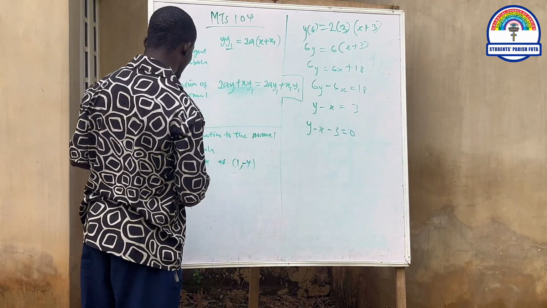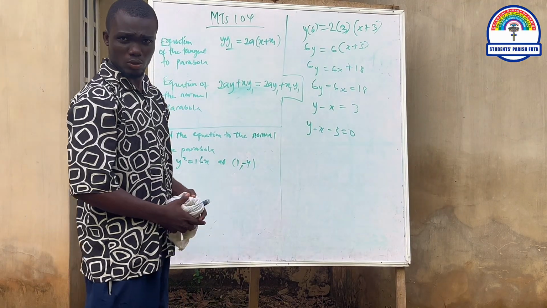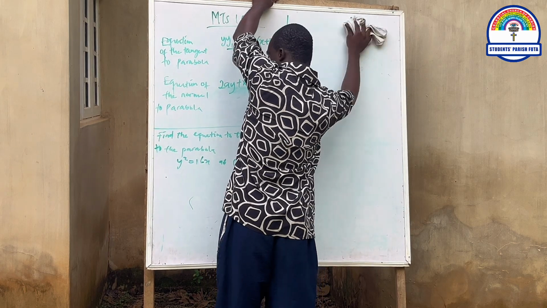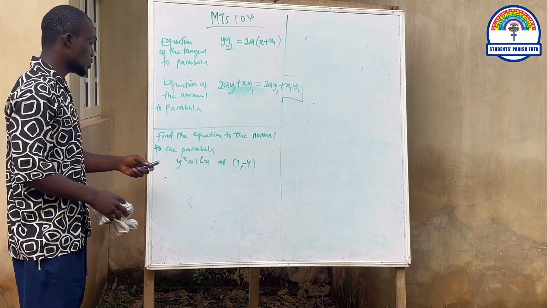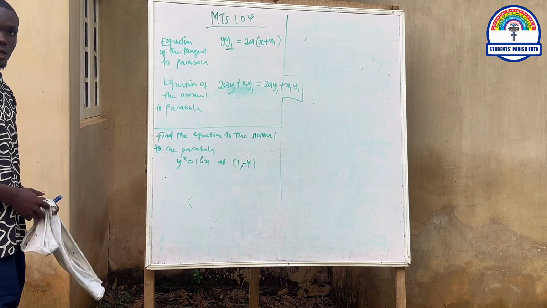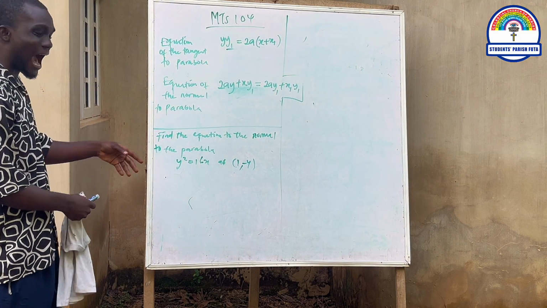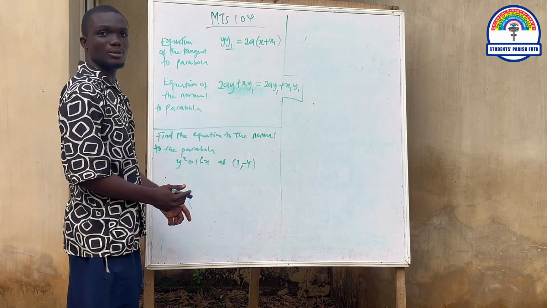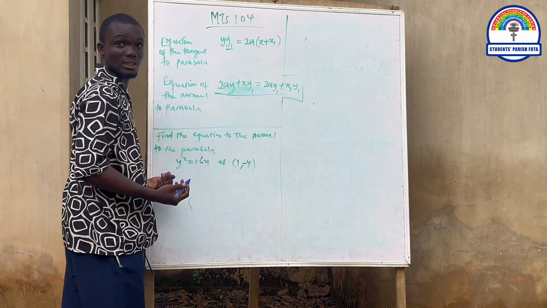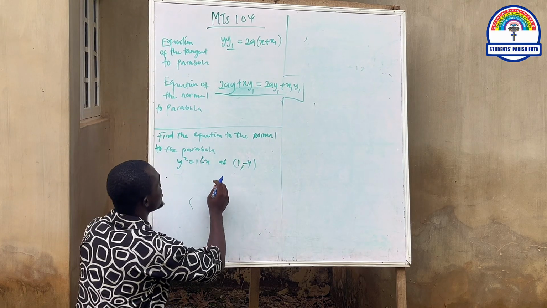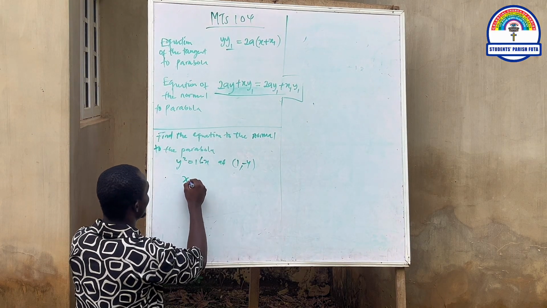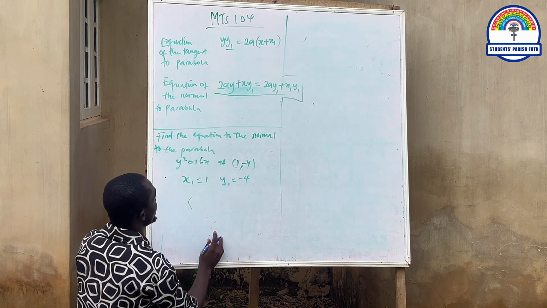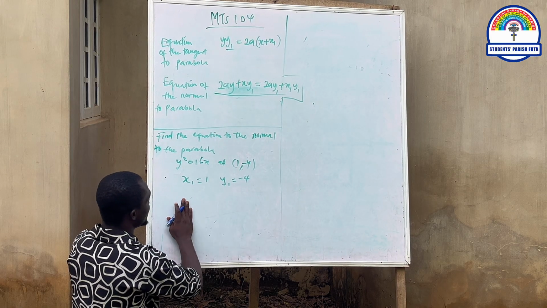All right, now let us solve the equation of a normal to a parabola. It says we should find the equation of the normal to the parabola y squared is equal to 16x at 1, minus 4. You understand? Don't forget that we have been given the equation of the parabola. So now, what is our x1? Our x1 is equal to 1, right? What is our y1? Our y1 is equal to minus 4. You understand?